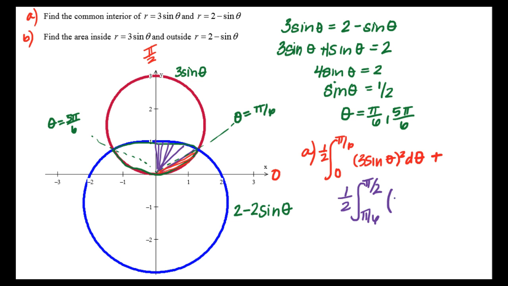So the blue function was 2 minus... Oh, I copied down the function wrong the first time. Not 2 minus 2 sine theta, 2 minus sine theta. Sorry about that. Alright, 2 minus sine theta. But we use the correct function up here and we set them equal to each other. I just copied it down wrong here. So 2 minus sine theta as a quantity squared d theta.